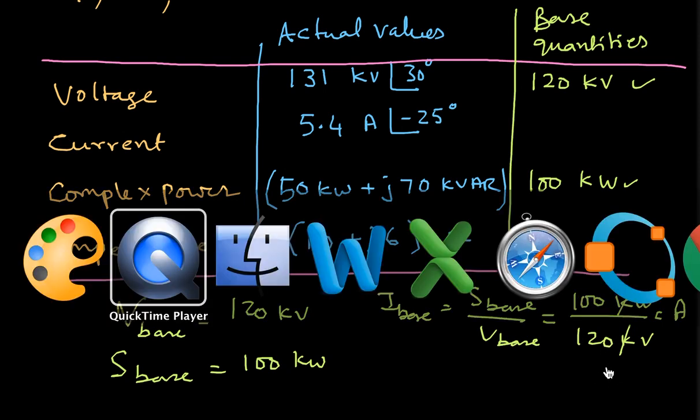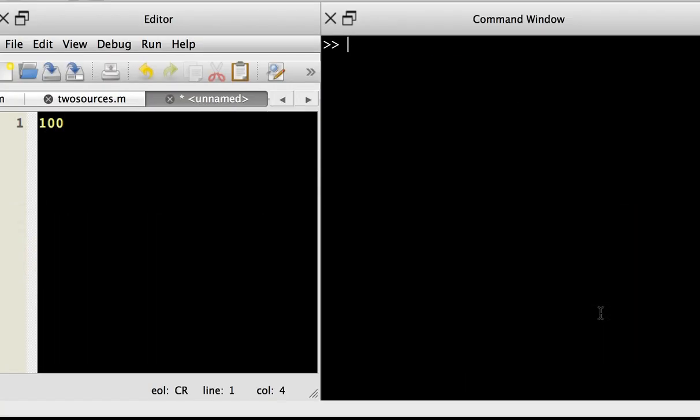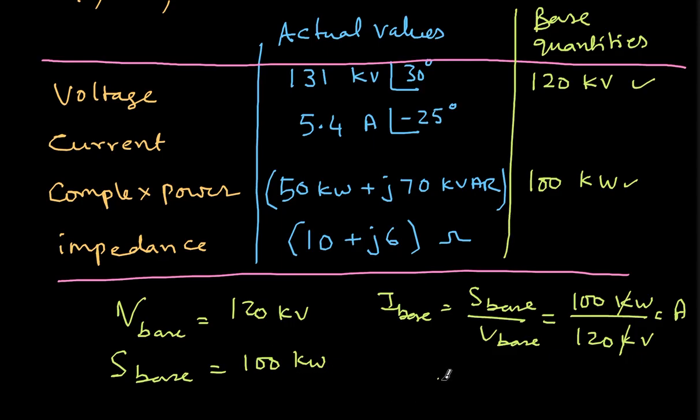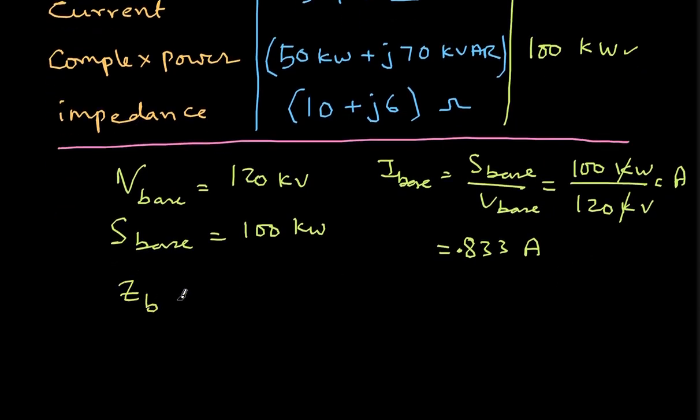So let me go to the calculator. 100 divided by 120, so I get 0.833. So the base current is 0.833 amperes. Okay. So what about the base impedance? Z base is nothing but V base by I base, because I into Z is V. So 120 kilovolts divided by 0.833 amperes.